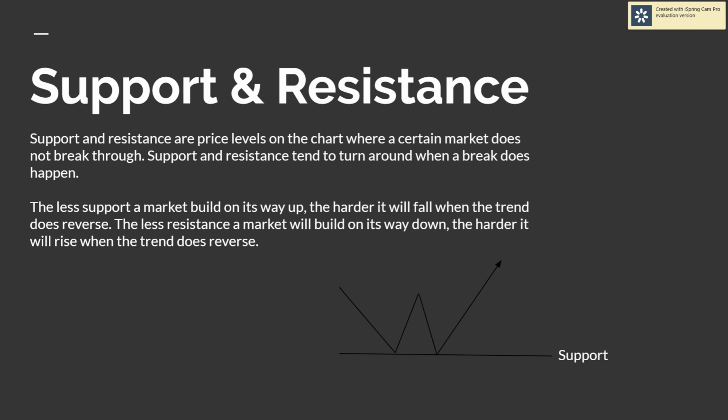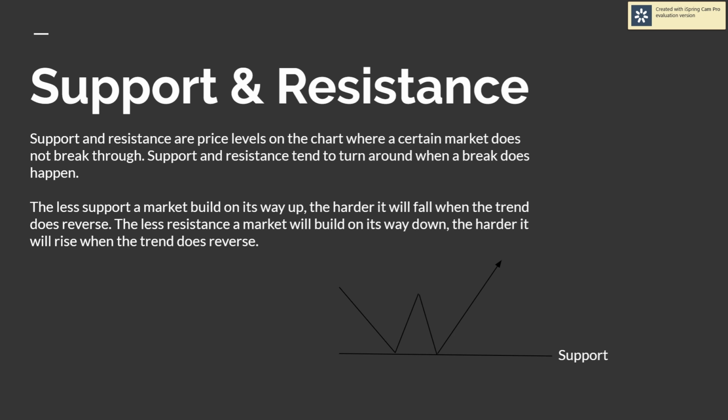So to talk a little bit more about support and resistance. Support and resistance are price levels on the charts where we are certain a market does not break through easily. It's just a price level where, if the price reaches that level, it's more likely to return to the other side than break through it. But if it breaks through, support and resistance tend to turn around. I'm not really going into why that happens. You just have to take it from me.